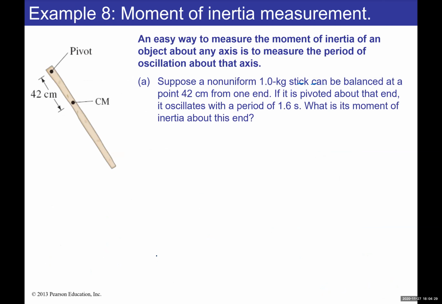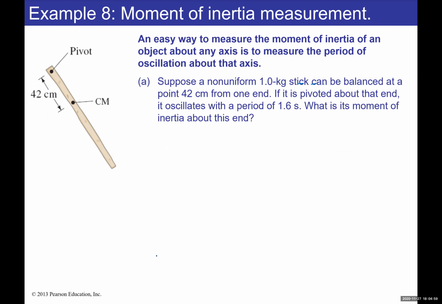All right, so I do have an example here. An easy way to measure the moment of inertia of an object about any axis is to measure the period of oscillation about the axis. Suppose a non-uniform 1 kilogram stick can be balanced at a point 42 centimeters from one end. If it is pivoted about that end, it oscillates with a period of 1.6 seconds. What is the moment of inertia about that end?